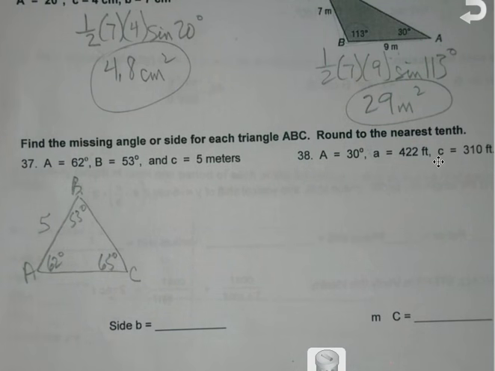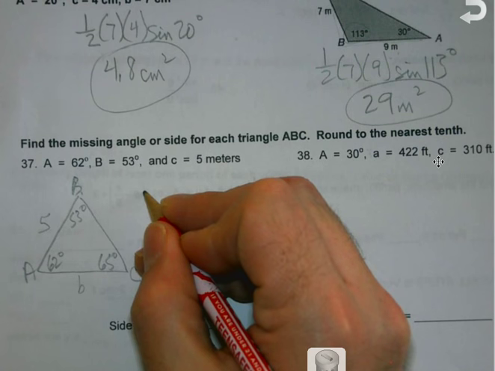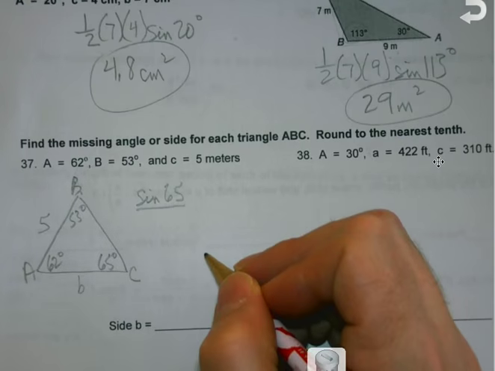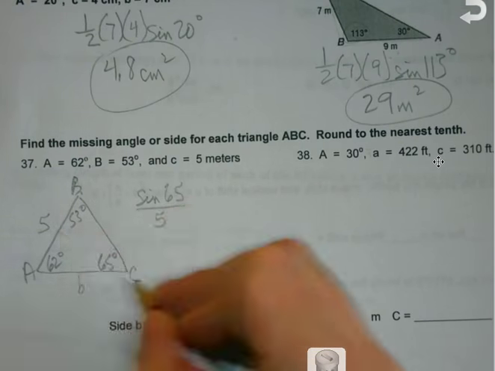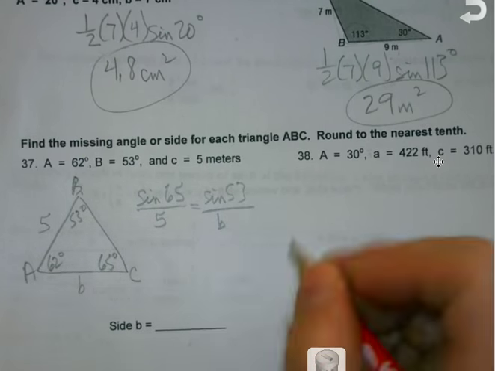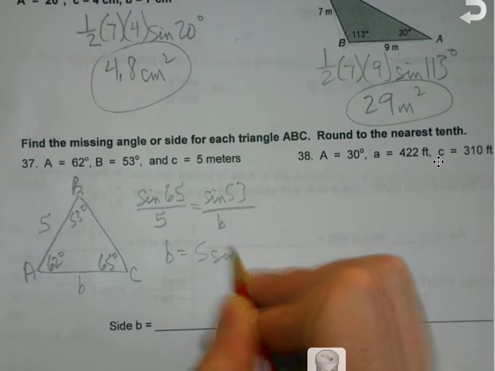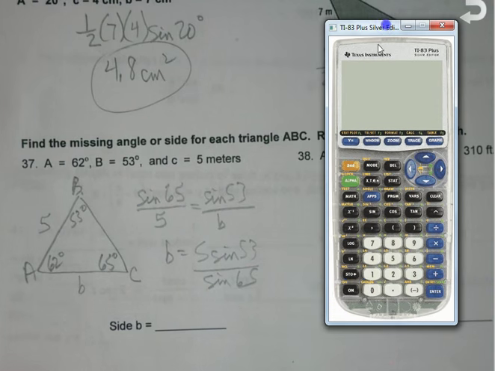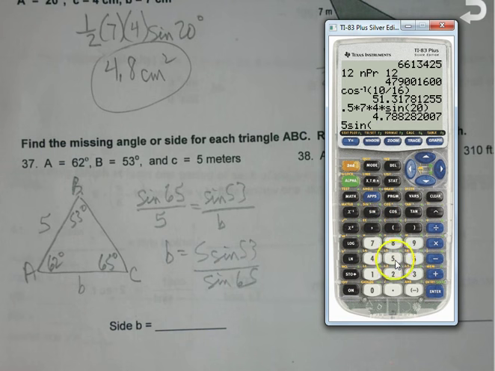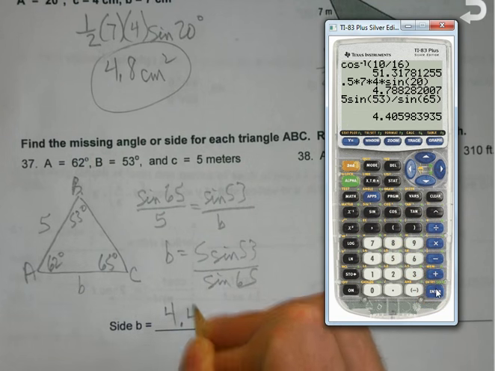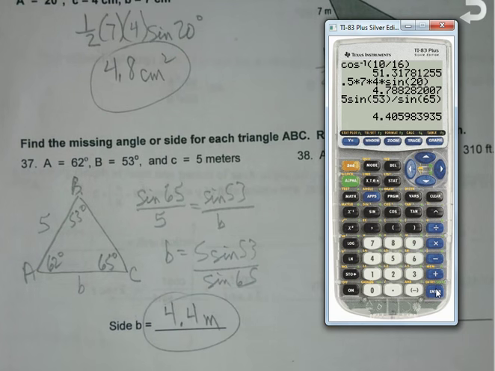I want side B, this guy. Okay, so I have the sine of 65 over 5, corresponding angle and side, equals the sine of 53 over B. So B is just going to be 5 times the sine of 53 over the sine of 65. So let's go ahead and crank that out. 5 times the sine of 53 divided by the sine of 65. 4.4 meters. We're looking good.